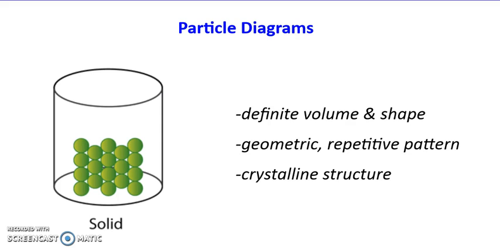For a solid, we have this particle diagram where there is a definite volume and definite shape. There is a geometric repetitive pattern, and we have a crystalline structure. It is important when you draw your solid particle diagram that you do not have the particles touching the side of the container. We want to see that it is rigid and that we have this geometric pattern.